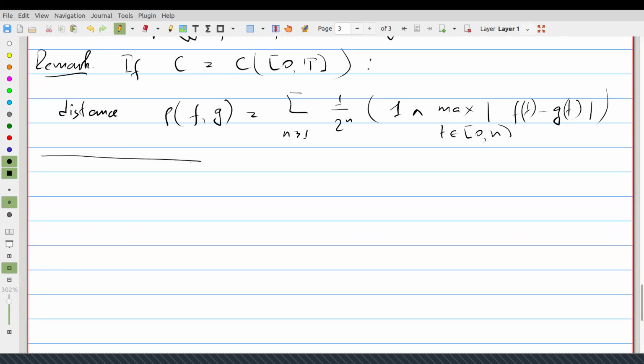So this is a very good probability space. And now we can start defining our Wiener measure. So we start with Omega, F.